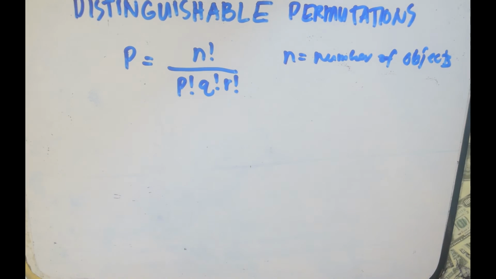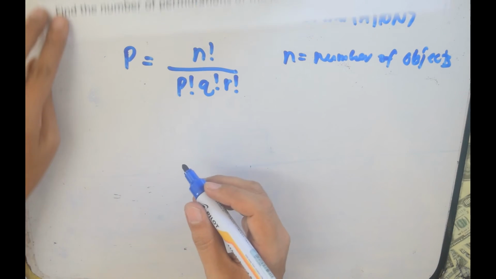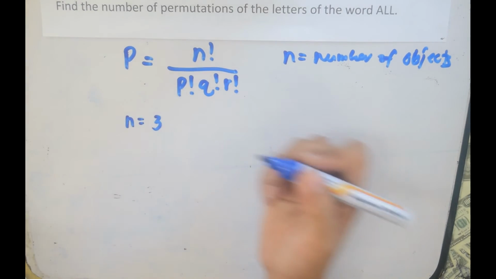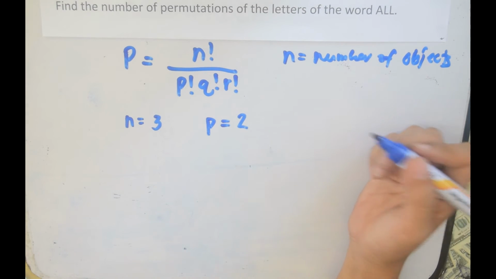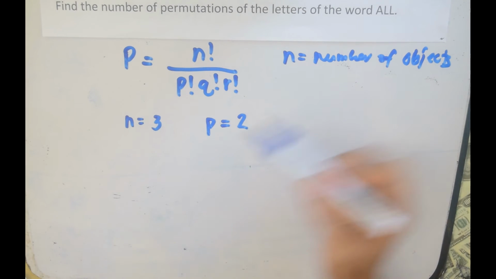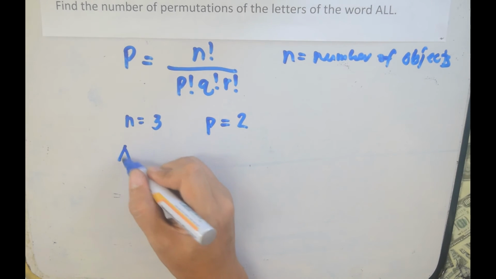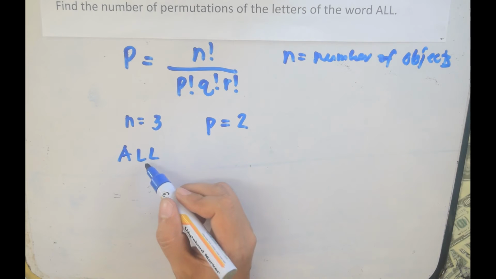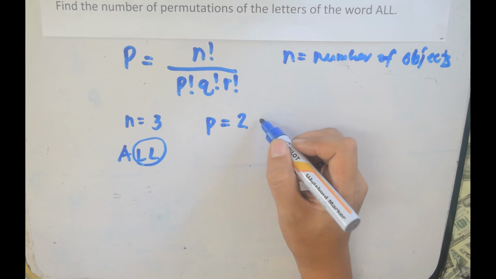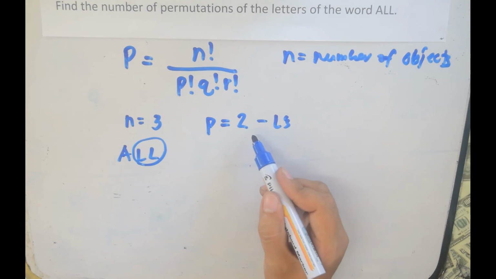For example, for this example, find the number of permutations of the letters of the word ALL. We have the n here is 3, and our p here is 2. Why? Because the word ALL has 3 letters, 1, 2, 3, and our p here is 2 since there are 2 L's. Okay? So since there are 2 L's, the p here is 2.